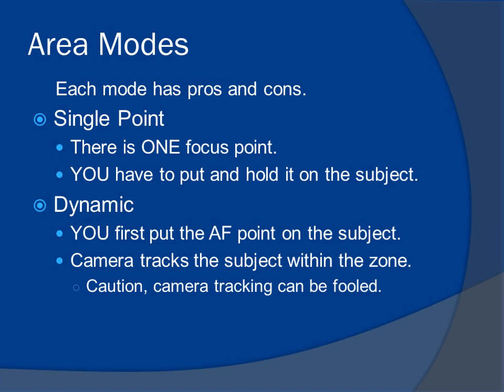Dynamic. You first put the AF point on the subject. The camera will track the subject within the zone. Caution. Camera tracking can be fooled. So don't set it to D21 and expect the camera to track it for you. The camera may be confused and you end up tracking the wrong subject.